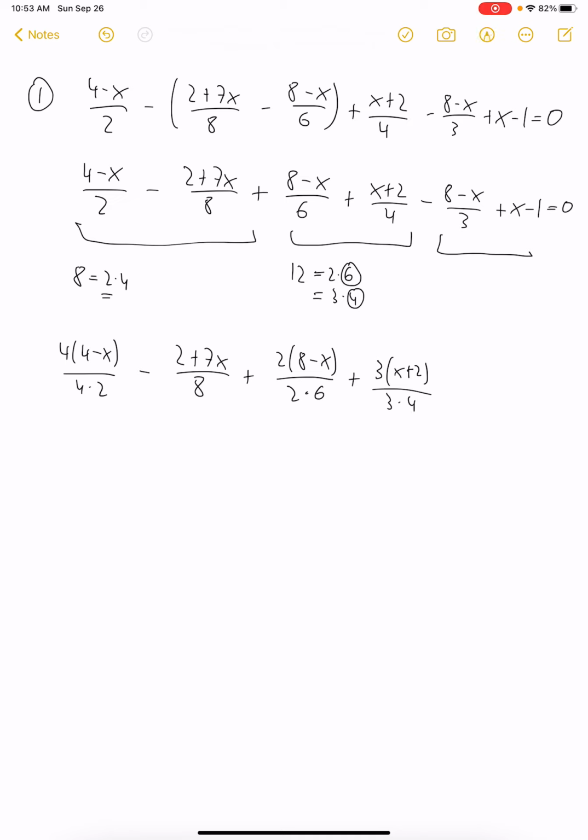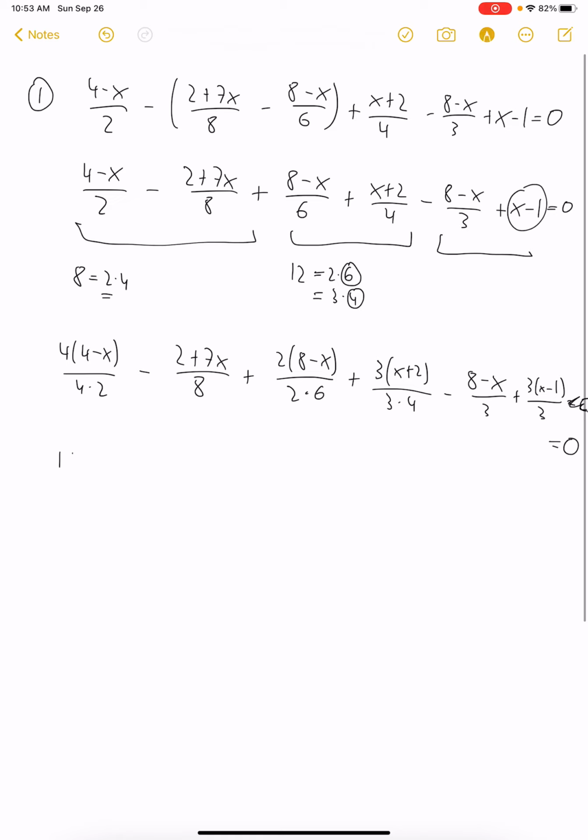And finally, there is no fraction in here, so we'll multiply and divide it by 3, because that's the denominator of the first term here. So it's minus 8 minus x over 3 plus 3 times x minus 1 over 3 is equal to 0. Okay, so now we can deal with the products here.